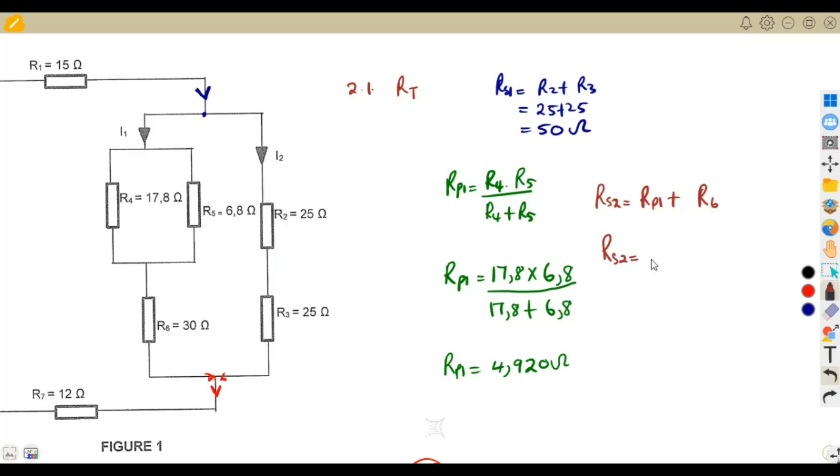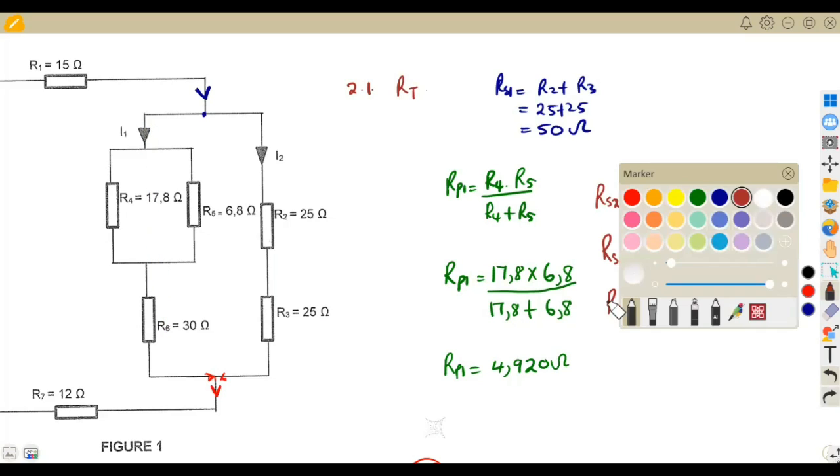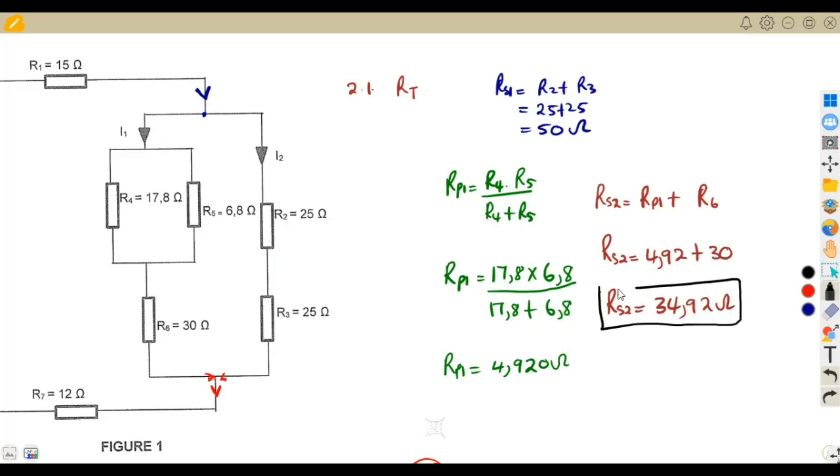So if we add this, we are going to have 4,992 plus the R6, which is the 30 ohm resistor in this case. So that means our second series combination is going to give us something like 34.92 ohms. All right. So we have combined these two. We have a single resistor, which is this one. So this is the equivalent that we obtained from this combination.